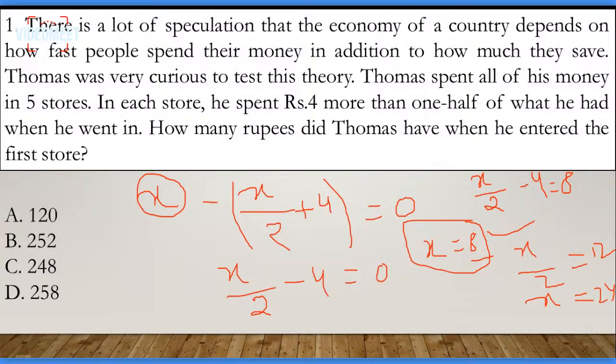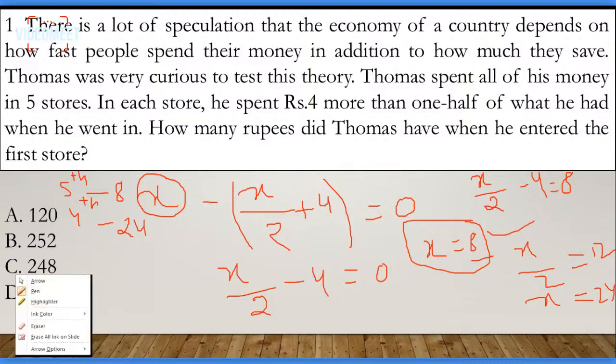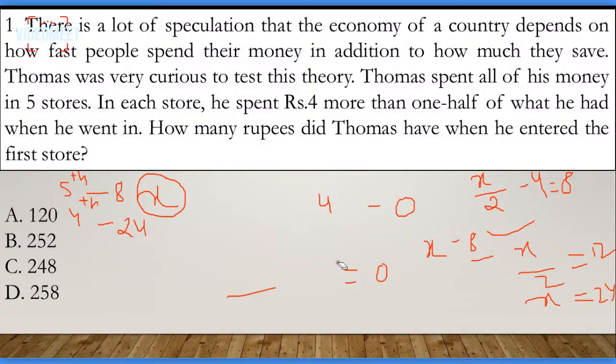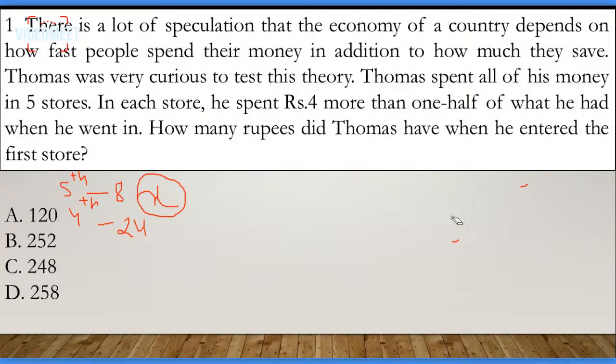Fine. Now we can summarize here. On the fifth store he has only 8 rupees. When he enters the fourth store he has only 24 rupees. When he enters the third store again, he has x/2 - 4. Now it is equal to 24, because after spending the money in the third store he has only 24 rupees in his pocket. Fine.